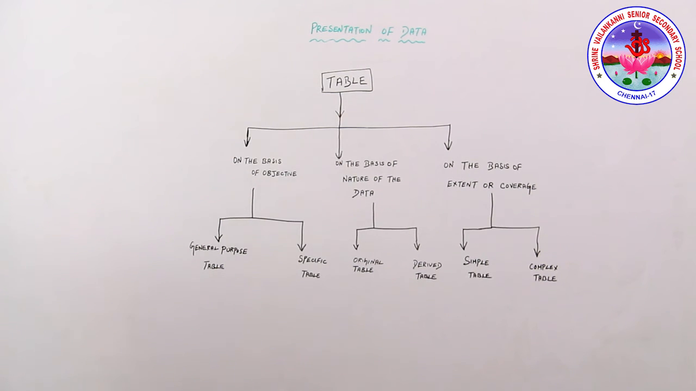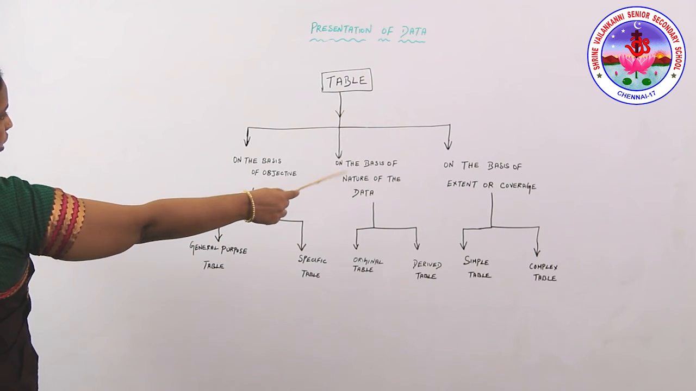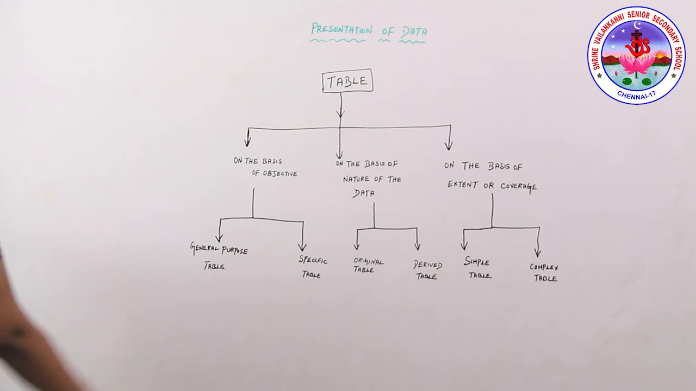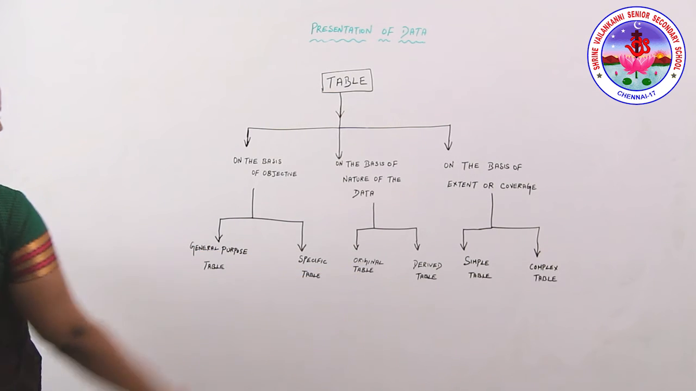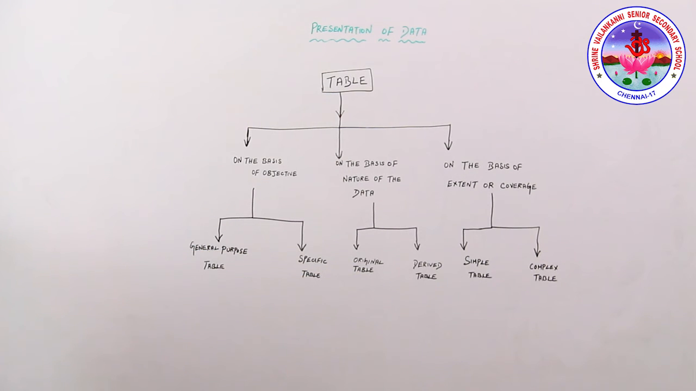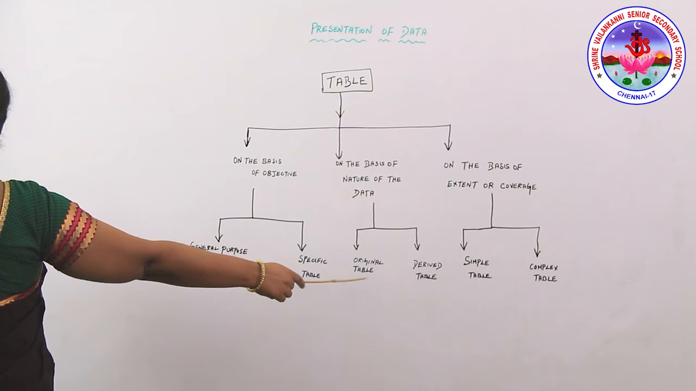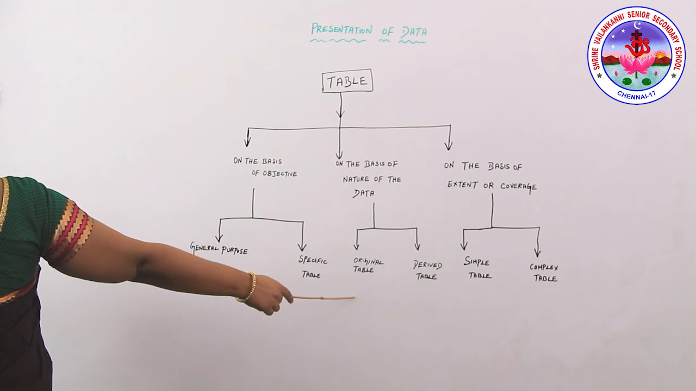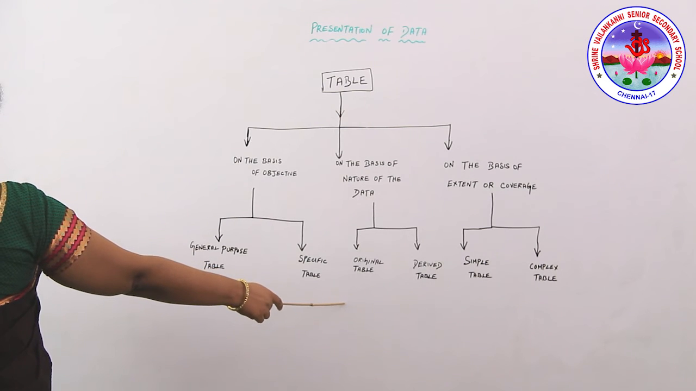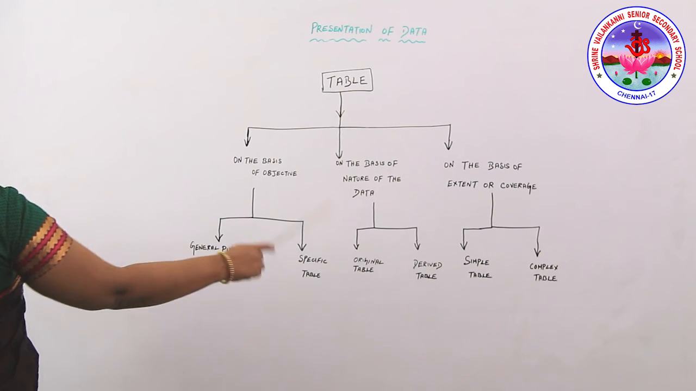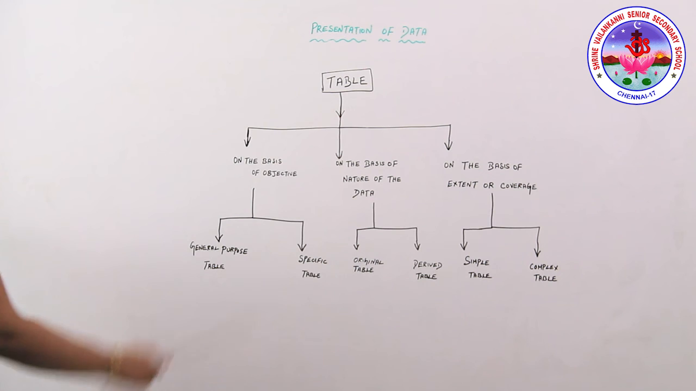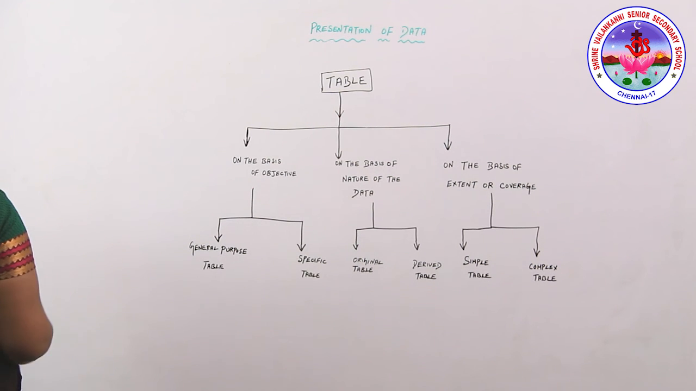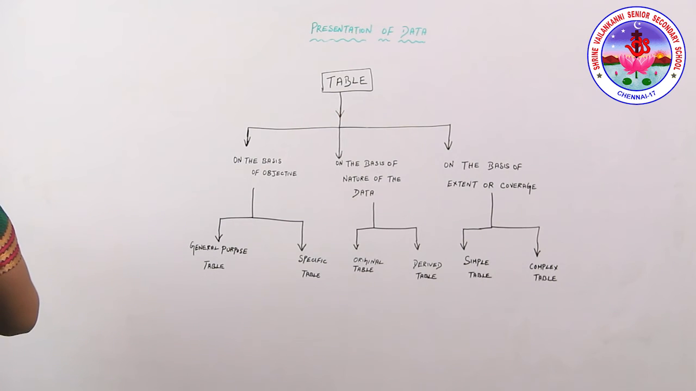The next one is on the basis of nature of data. There are two divisions: one is original and the other is derived. What is the original table? It contains statistical facts in the original form. For example, figures or facts that are not rounded off we call an original table. A derived table is one which represents results derived from the original table. We can give the examples of averages and percentages.